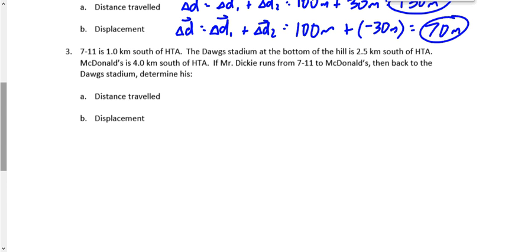Displacement, not so bad, right? We don't usually really need the map for displacement, but for distance it can be helpful. Let's do displacement first, actually.